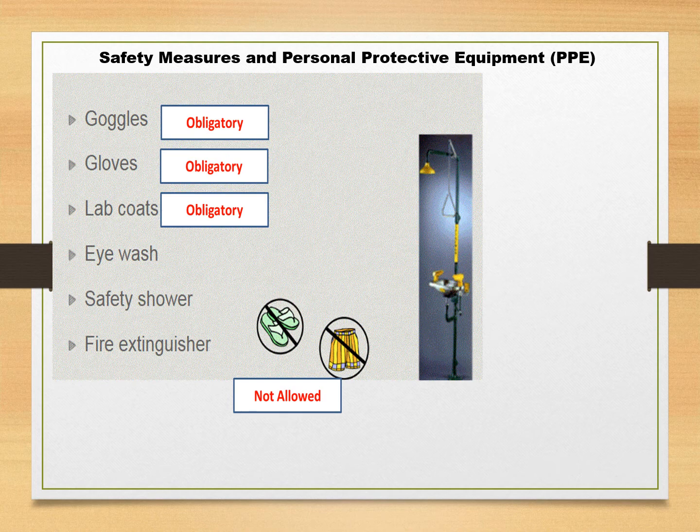Every laboratory person, students or teacher, must wear goggles, gloves, and lab coats, and must show up in the lab with closed-toe shoes. Every lab must also have an eye wash, safety shower, and fire extinguishers available within reach of the students or anybody working in the lab.